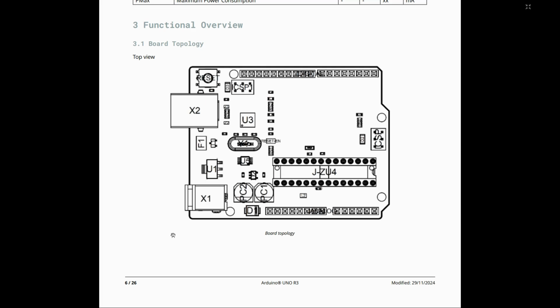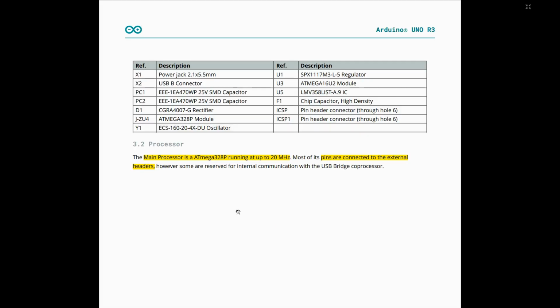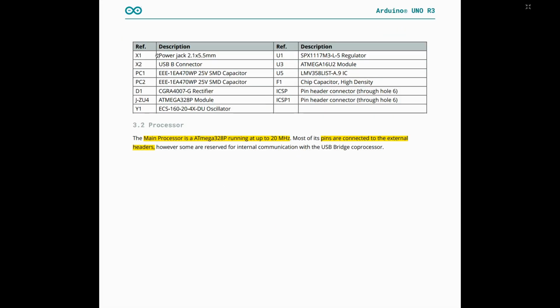If you scroll down, you can see over here we have X1, that is the power jack, X2 is the USB B connector, and PC1, PC2 are capacitors. You can see that all the parts used in the Arduino Uno board are specified over here. The next thing regarding the processor is that the microcontroller used in Arduino Uno is running at up to 20 megahertz.